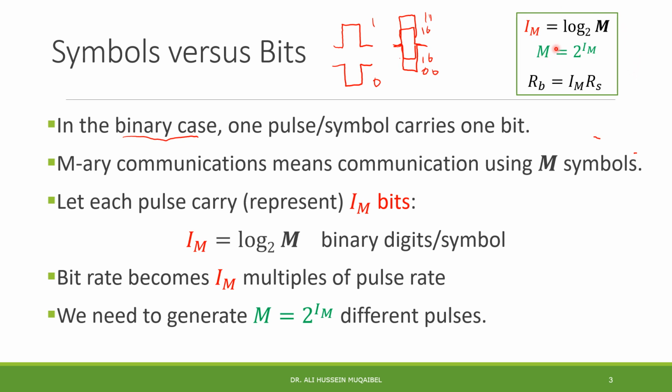The number of symbols equals 2 raised to the power IM, or IM equals log of M to base 2. In that case, the bit rate is going to be increased. RS is what appears in channel capacity; RS is what's limited by the channel capacity. So we can increase the data rate, which is RB, bits per second, by scaling by IM. We'd love to have IM as large as possible.